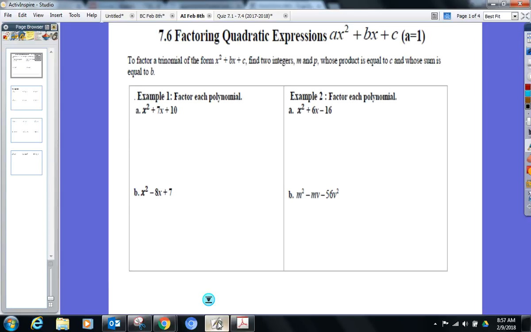GCF up there? No, other than 1. Everyone can agree? There's no GCF. Can I group it? No, because I only have how many terms? 3. I got to group something with 4. All right, so now we're stuck. Everyone who agrees, we are stuck.